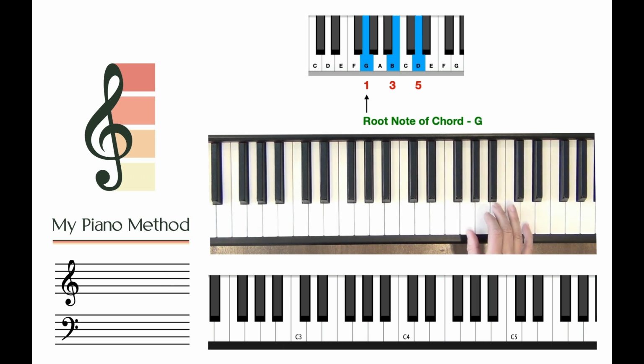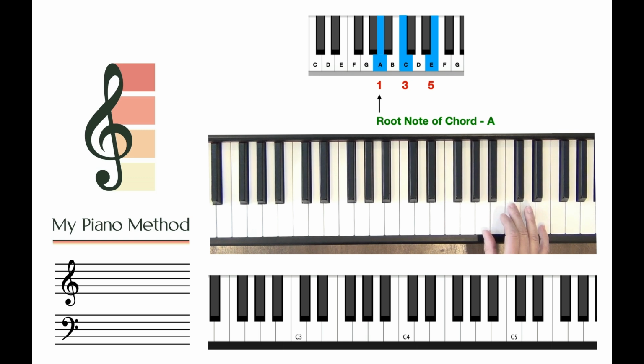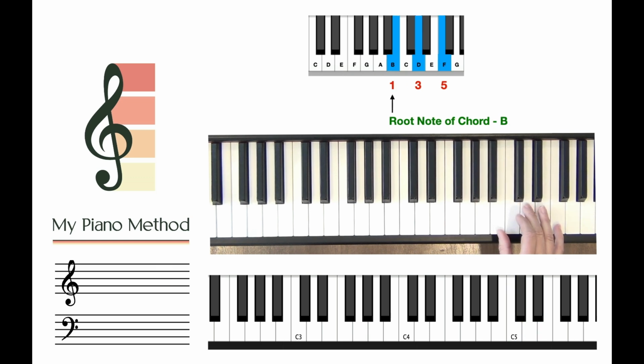So the G chord, we'll just move all our fingers up one. For the A chord, we'll move all our fingers up one. And for the B chord, we'll move all of our fingers up one. And we've now created a chord for every single note of the C major scale.